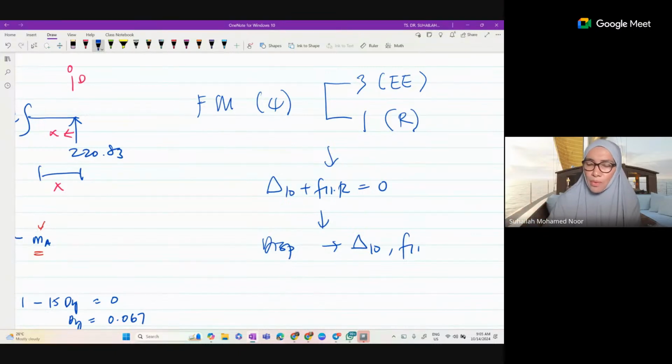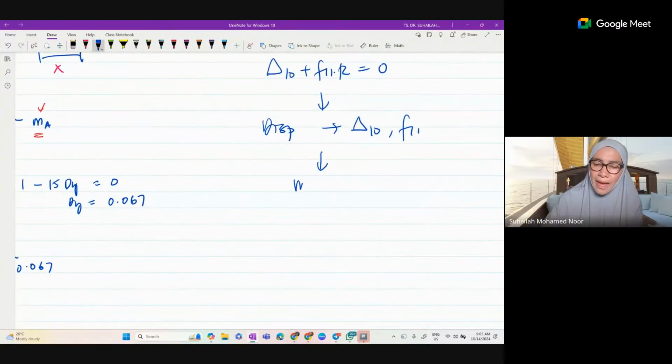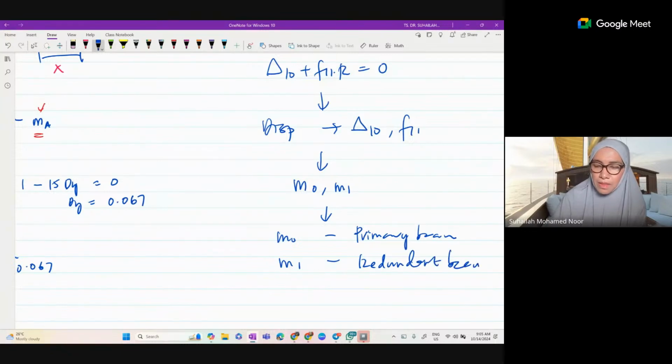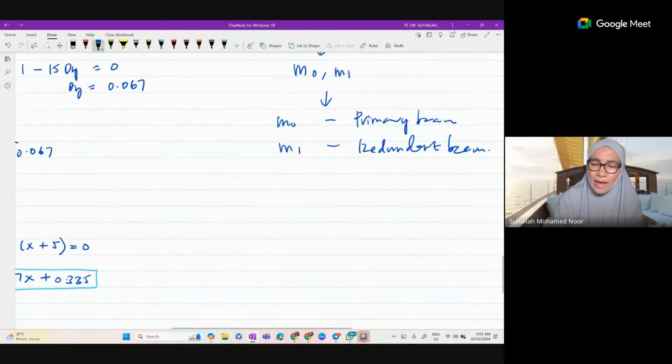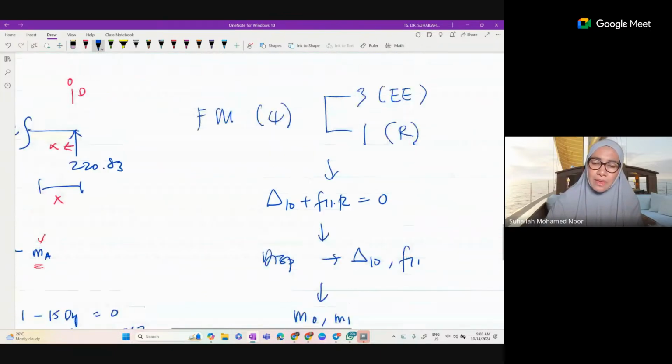So dalam ni ada moment equation, M naught dengan M1. So M naught apa, M1 apa? M naught come from primary system, primary beam. And M1 come from redundant beam. So in order to have this, kita akan analyze reaction in primary beam, reaction in redundant beam. So every step ada penjelasan dia lah. So that's why kita kena set the goal.